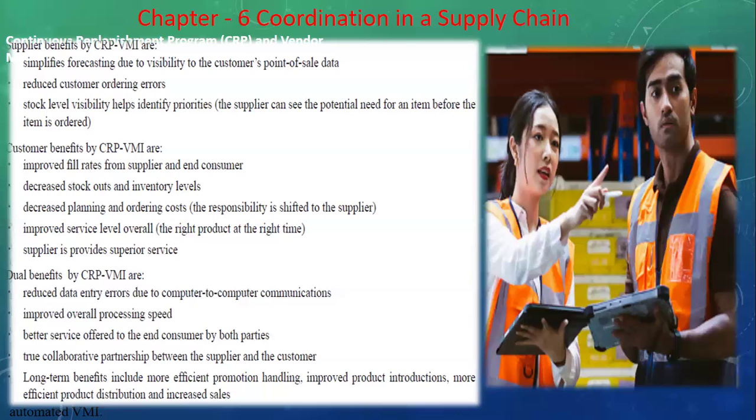Then true collaborative partnership between supplier and consumer. With the help of CRP and VMI, the system automatically informs of the requirement, and the supplier will arrange on time. So this is for collaborative partnership. Long-term benefits include more efficient promotion handling, improved product introductions, more efficient product distribution, and increased sales. So these are very beneficial. CRP and VMI give long-term benefits, including more efficient promotion handling, improved product introductions and more efficient product distribution to increase sales.